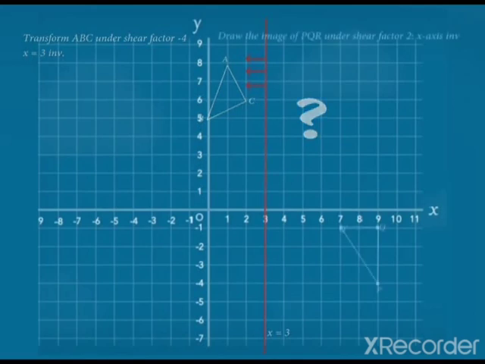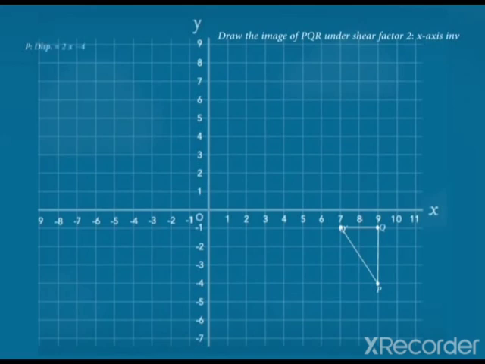For example, draw the image of triangle PQR under a shear factor 2 with x-axis invariant. Let's start with P. Perpendicular distance will be minus 4. S will be 2. Displacement is minus 4 times 2, giving us minus 8. So we move 8 units leftwards. This is P prime.